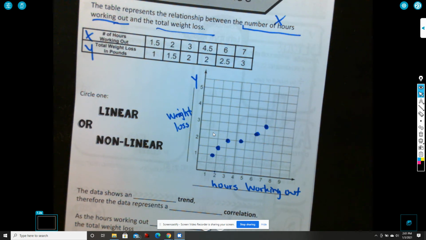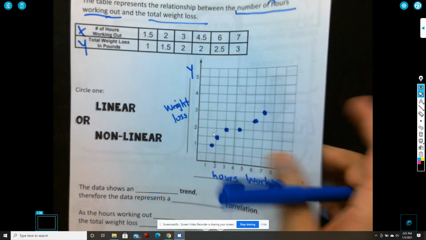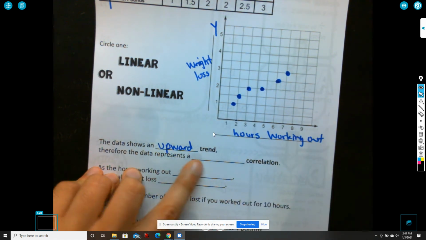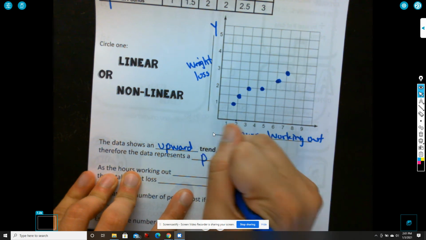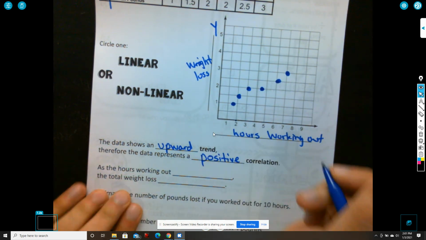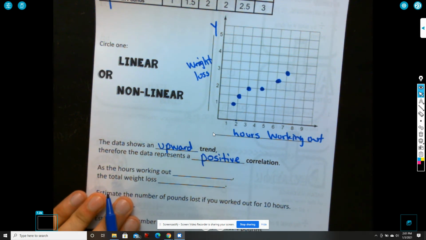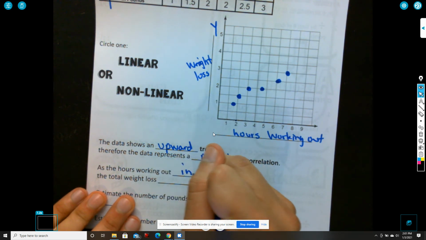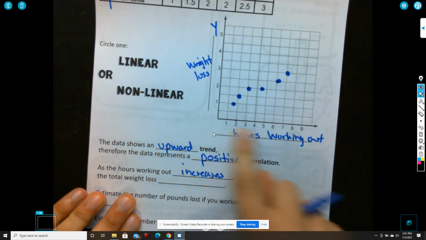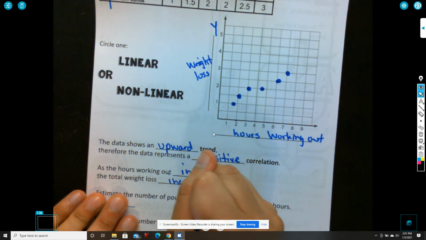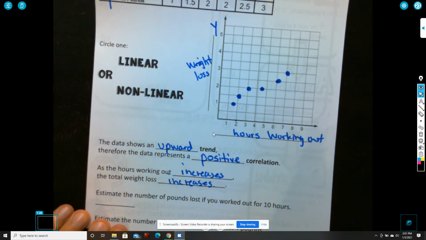So already we can kind of see there is a positive trend. So the data shows an upward trend, it's going up. Therefore, the data represents a blank correlation, so it's positive. If you have an upward trend, you have a positive correlation or association. As the hours working out increase, the total weight loss increases. So as the total number of working hours increases, from 1 to 9, that's increasing. Total weight loss is going up as well. When you have two increases, you have a positive and upward trend.